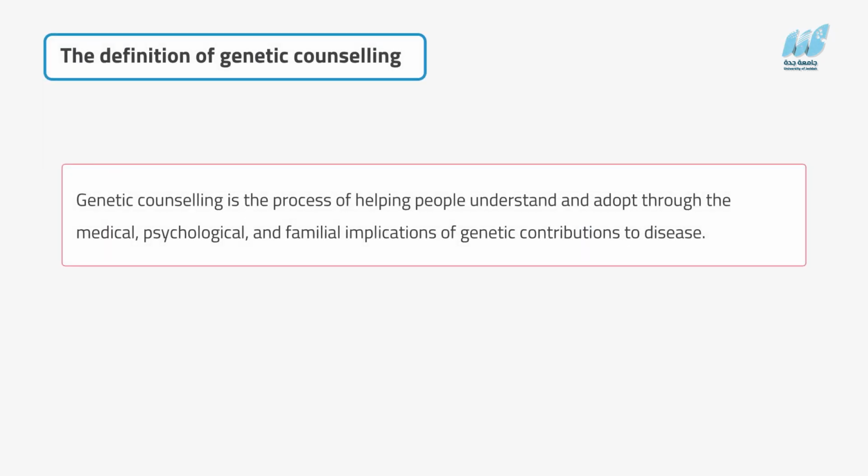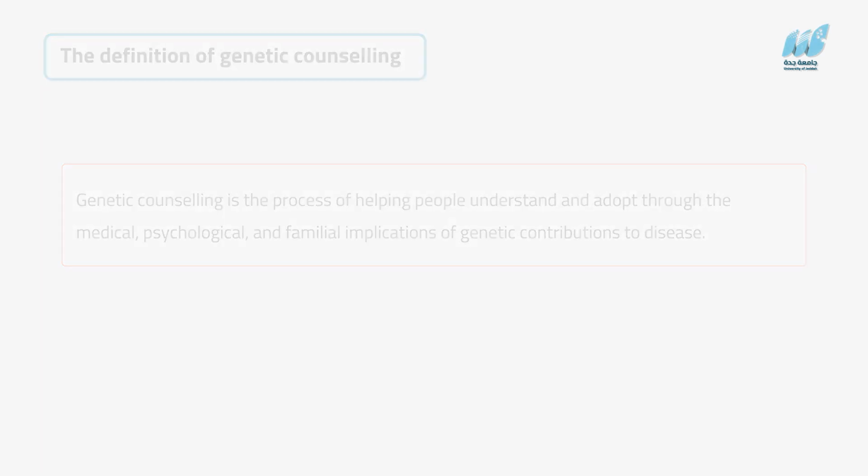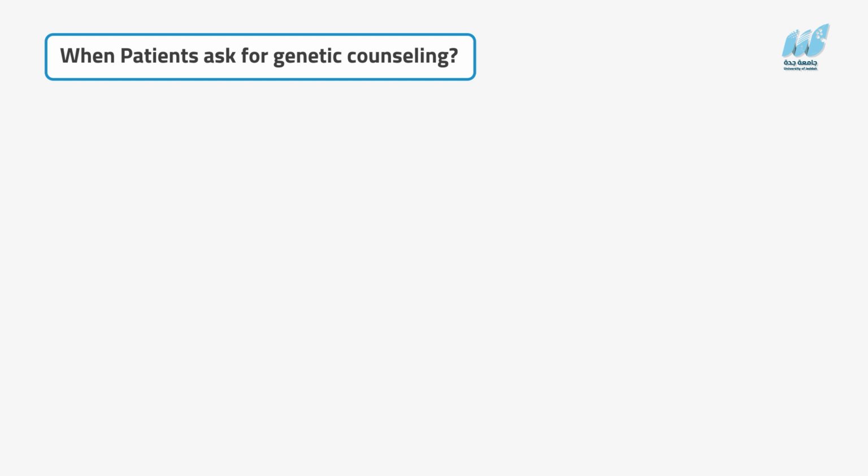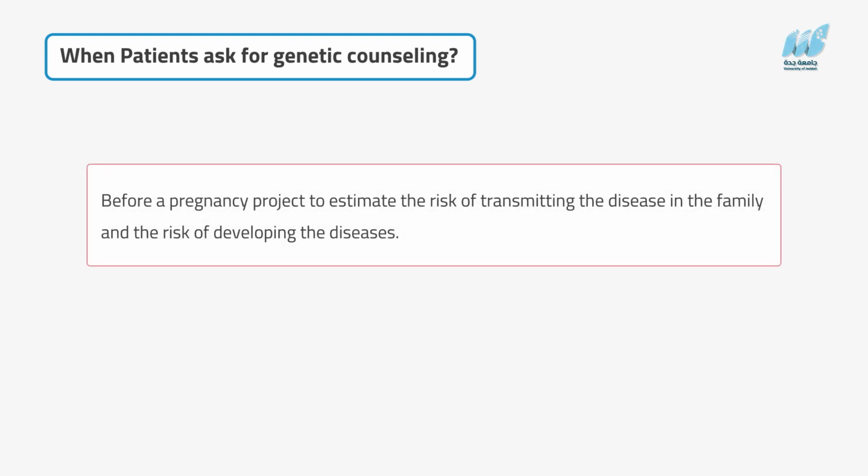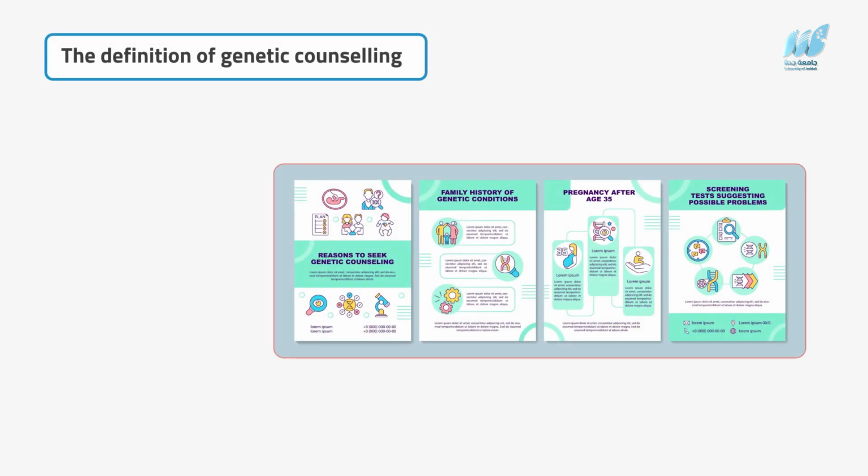Genetic counseling is the process of helping people understand and adapt to the medical, psychological, and familial implications of genetic contributions to disease. Patients may ask for genetic counseling before a pregnancy project, to estimate the risk of transmitting the disease in the family and to estimate the risk of developing the disease. Before marriage, premarital genetic counseling is also provided. Genetic counseling is offered prenatally, in pediatrics, and in adults.